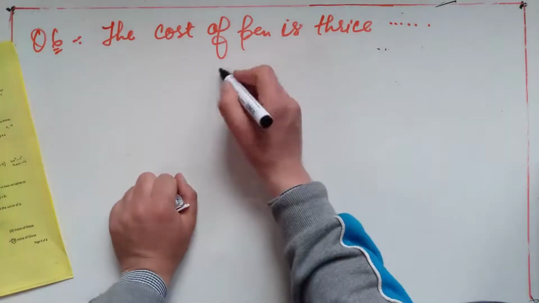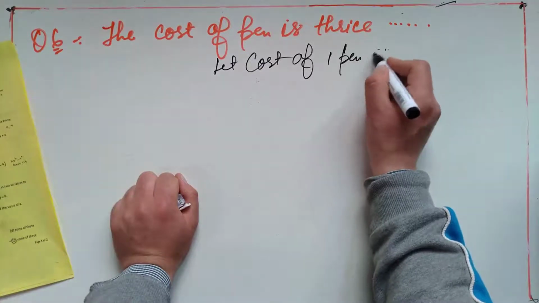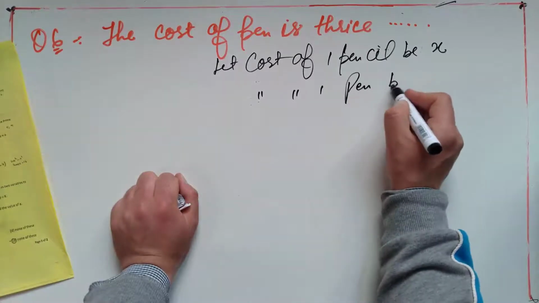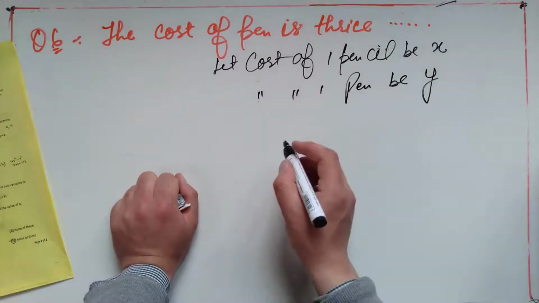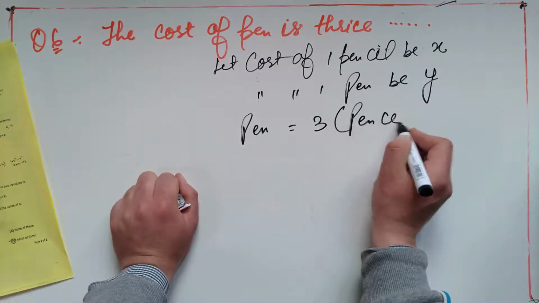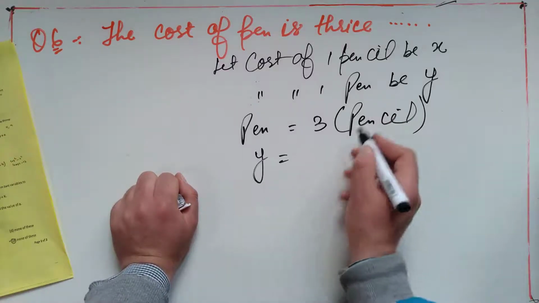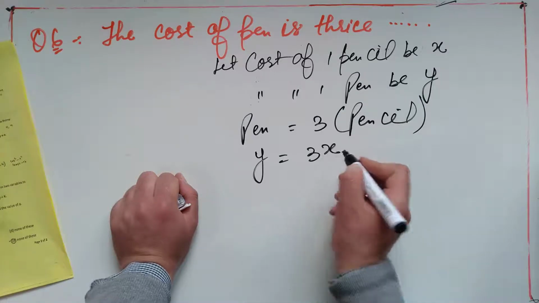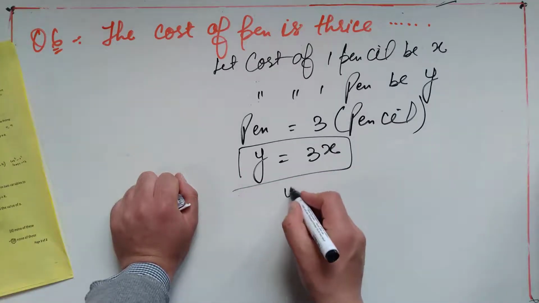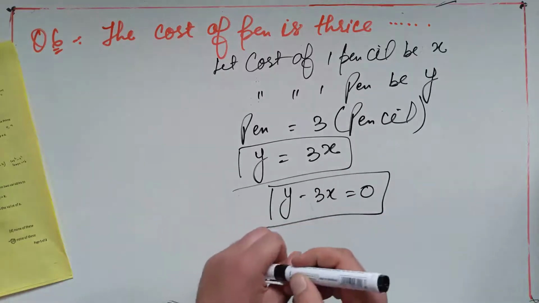So we'll write down, let cost of one pencil be x and cost of one pen be y. They said that the pen is costlier than pencil. How much? 3 times that of pencil. The cost of pen is 3 times the cost of pencil. So we can write down y equals 3 into x. So this is a linear equation in two variables. This can also be written as y minus 3x equals 0 by transposing 3x. And that is it. You are done.